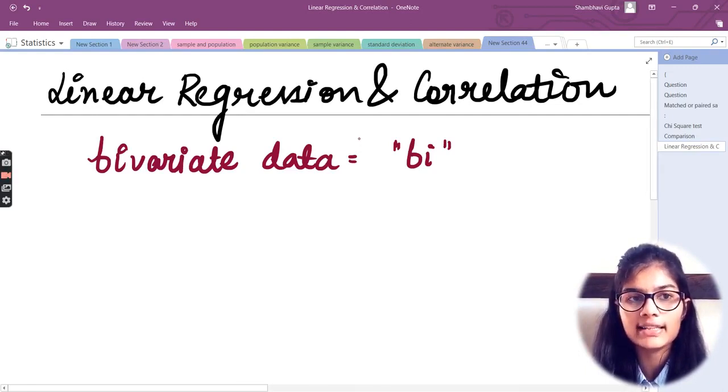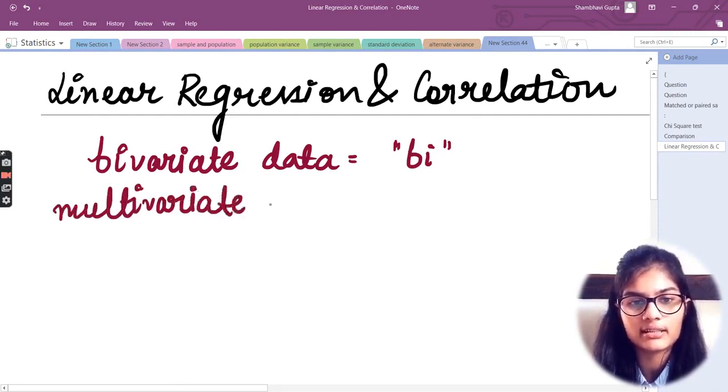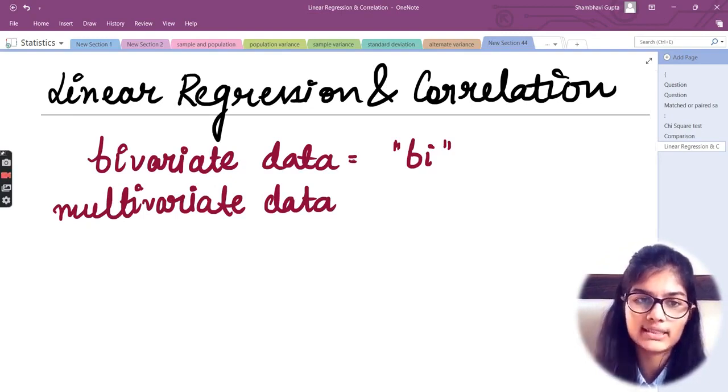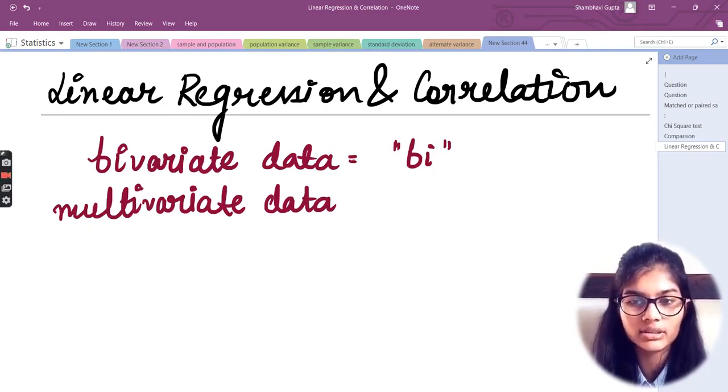In reality, statisticians mostly focus on multivariate data. For the bivariate data in the examples I showed, bi means two, and statisticians also look at multivariate data, which means having many variables.